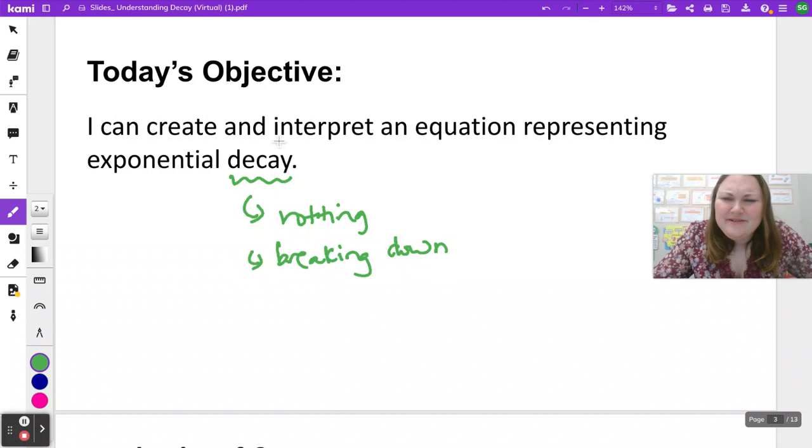And so let's keep that in mind. I don't know if our problems are going to be about things rotting, but this idea of something breaking down maybe, and how that relates to our conversation about exponential functions.